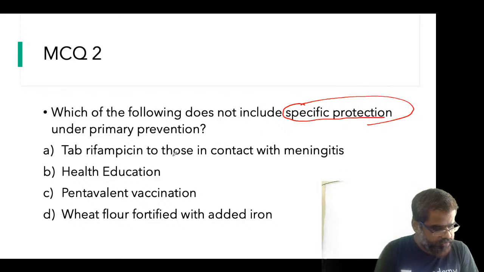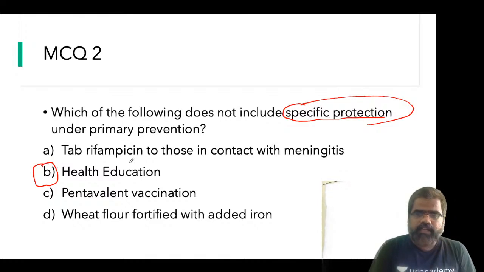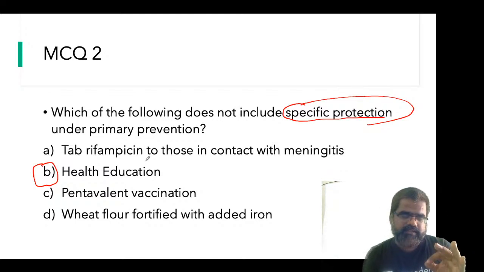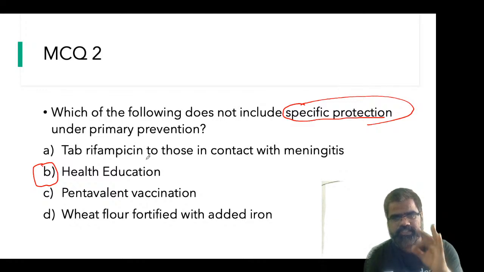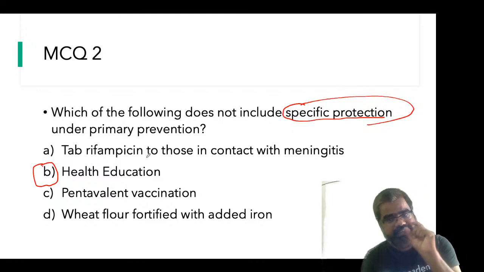Kishore Bharti goes with B. Very good. Anyone else? Specific protection. I am giving pentavalent vaccine. So if I am giving pentavalent vaccine, I am trying to protect that child from diphtheria, pertussis, tetanus, Haemophilus influenzae, and hepatitis B. So I am specifically protecting.